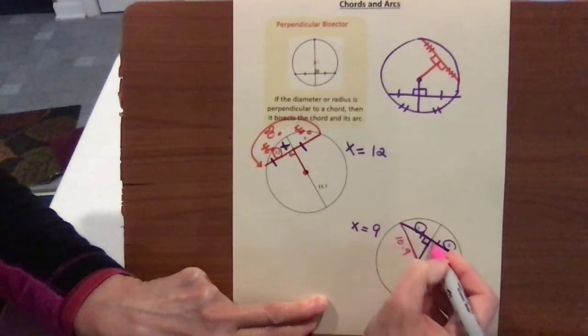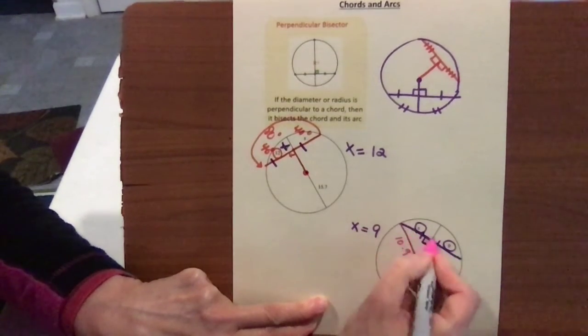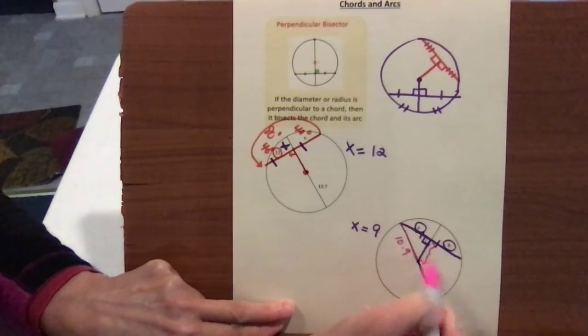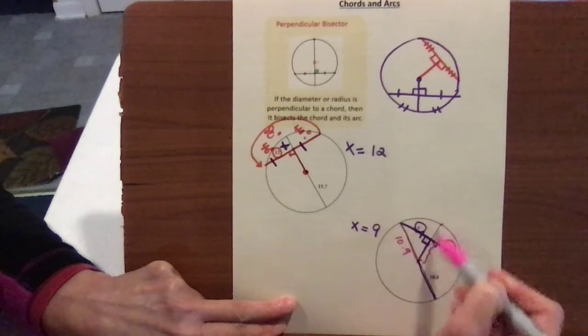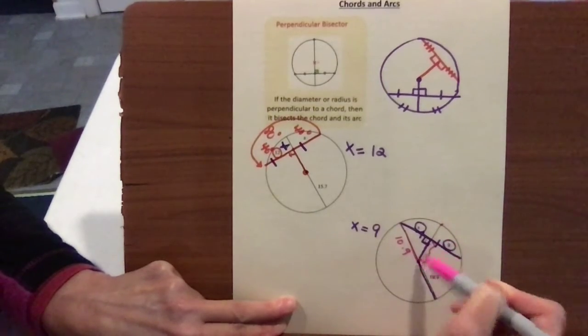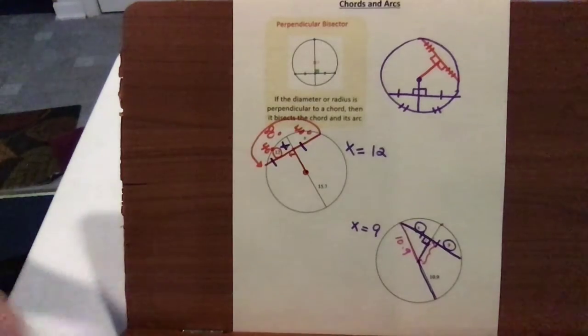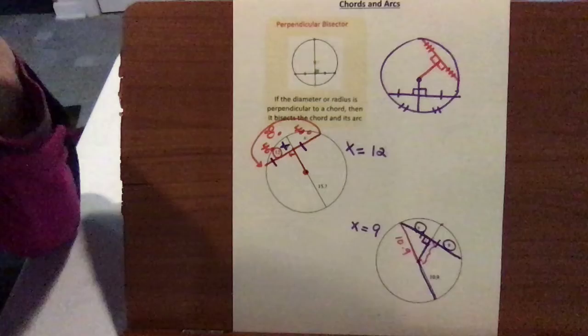If you needed to find out what this is, you can use the Pythagorean theorem and find out this little piece right here. The whole thing from here to here is 10.9, and then you'd be able to subtract to find this other little piece. So there's a lot of information given here, and there's a lot you can do with it.